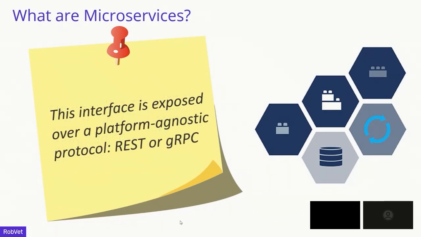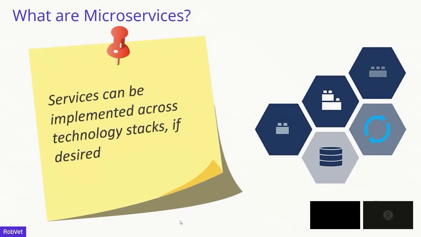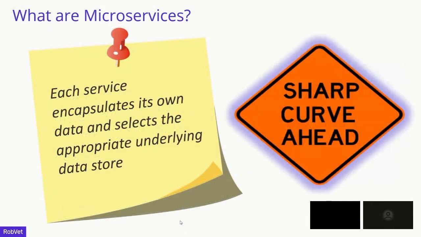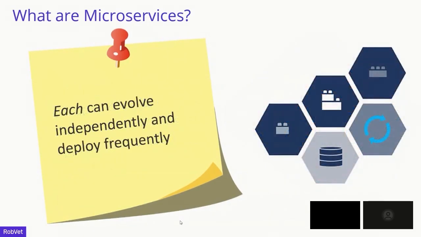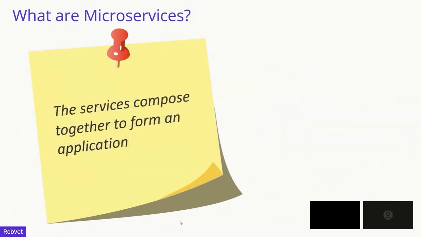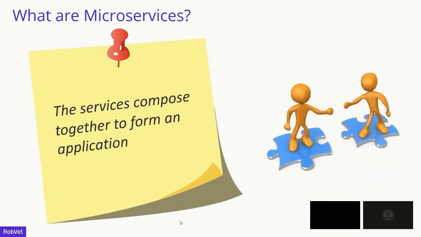Each service exposes a well-defined interface to communicate. That can be exposed. We could expose a REST interface, or maybe ideally a gRPC interface, right? Services can be implemented in different technology stacks. They don't have to all be Java or all Go or all .NET Core, if that makes sense for the organization. Each service encapsulates its own data. Each service can evolve independently, deploy frequently, and they all compose together to form an application. So hopefully that helps put us all on the same page.